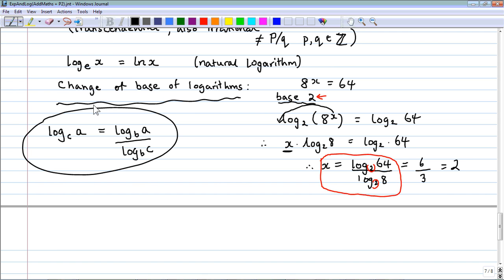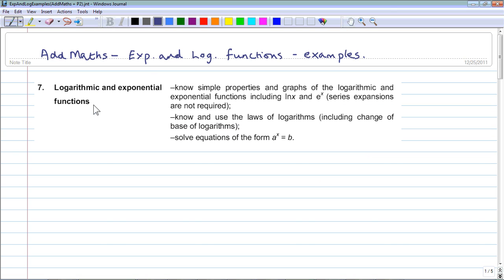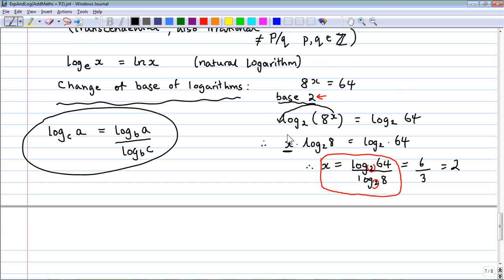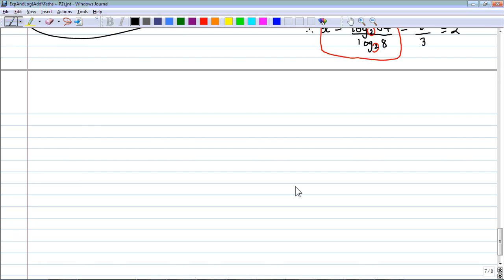Let me go back to the other window with the syllabus here. So we know how to use the laws of logarithms, including change of base, and we can solve equations of the form a to the x equals b. I hope we can do that. Perhaps I should make that a little clearer. Let's give a completely random example. Suppose I have the equation 7 to the x equals 65.